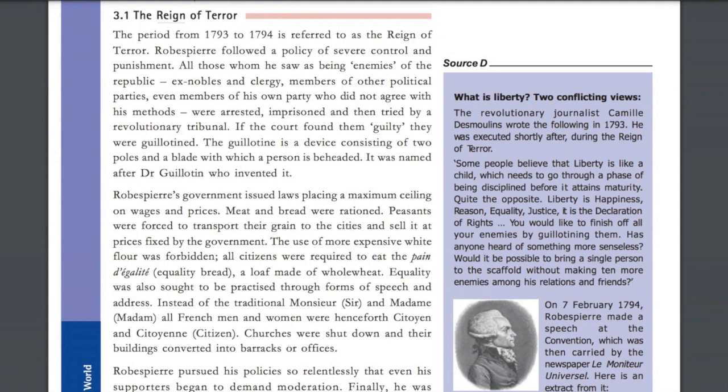A guillotine is a device consisting of two poles and a blade through which a person is beheaded. So his head was cut. It was named after Dr. Guillotine, who invented it. So it was an invention of Dr. Guillotine, not Robespierre. Robespierre adopted this method. Are you getting it?